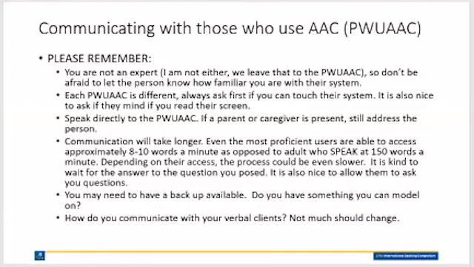And just think about how you communicate with your verbal clients. Not a lot changes, really. It's not that we necessarily need to slow down our speaking, but we need to slow down our listening. We need to slow down our waiting. I know it's the hardest thing in the world.